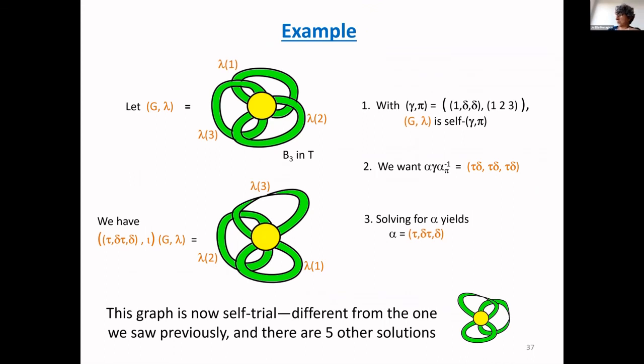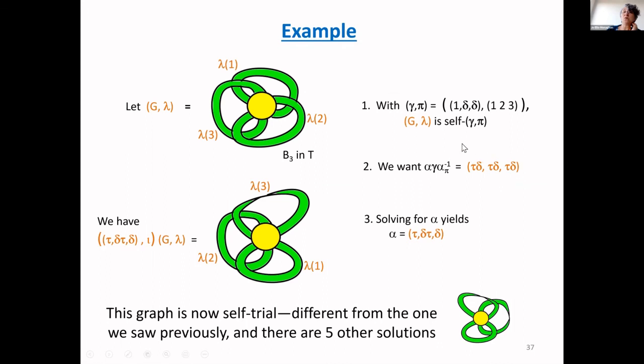So here's an example. Here's the graph. It's a one vertex graph. If you don't do anything to the first edge, you take the duals of the second and third edge. This thing is self, whatever that kind of duality is. But we want something that's self-trial.